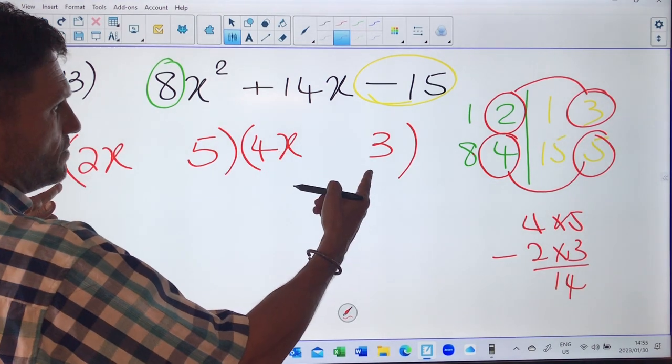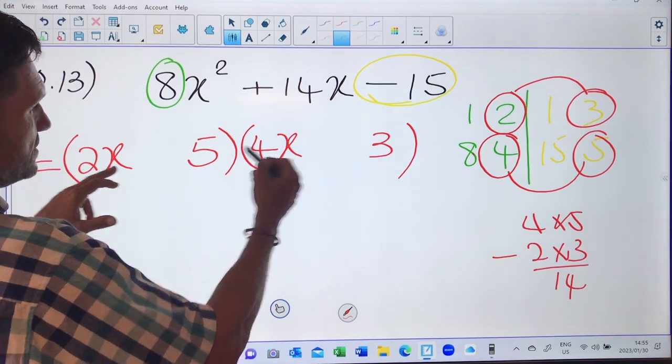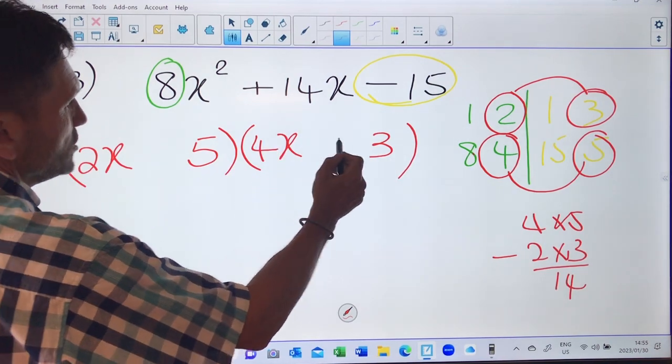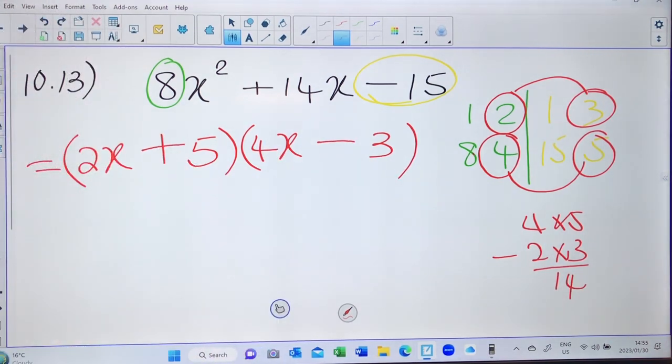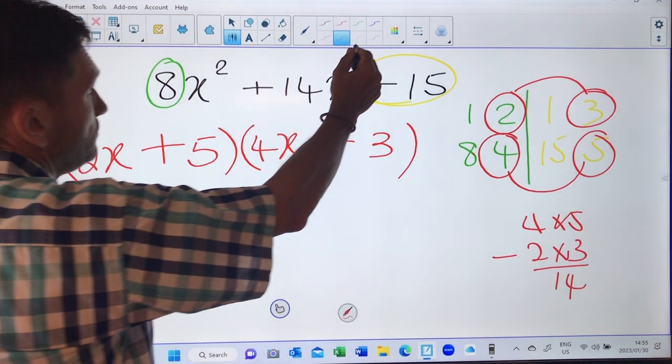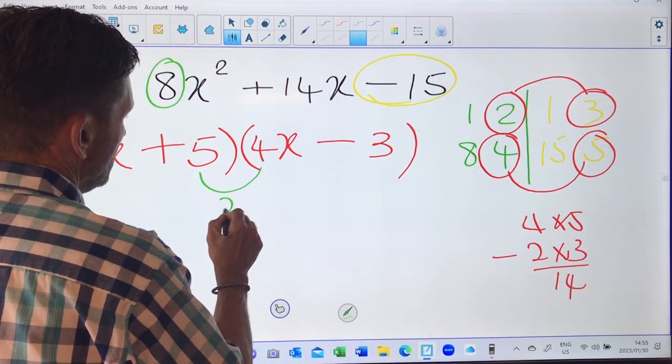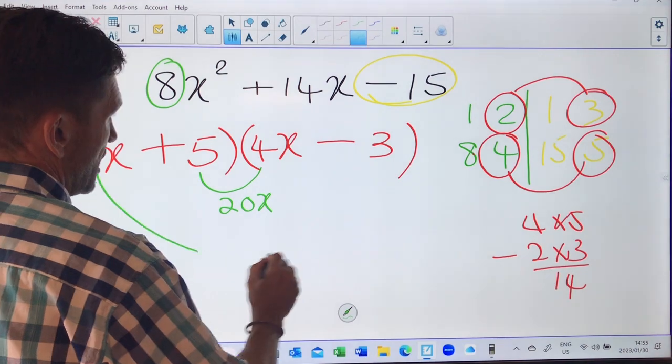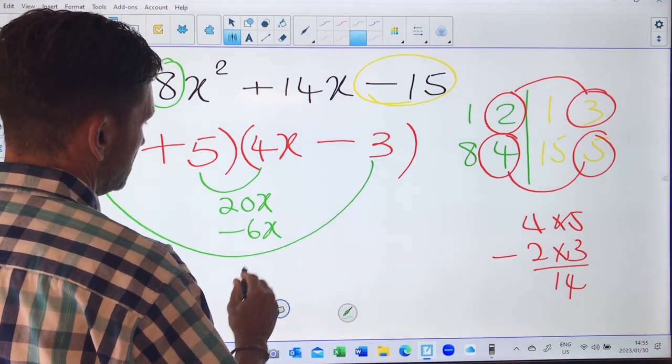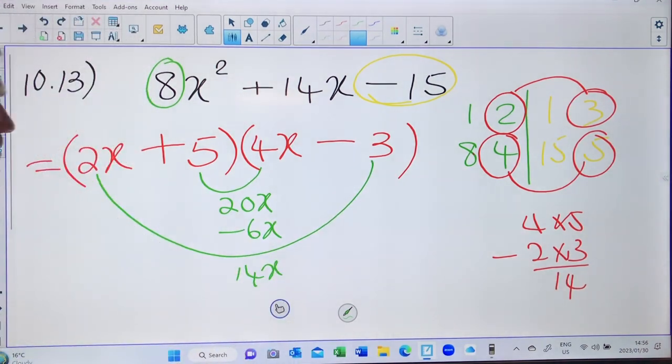Now we need to look for the biggest product. 2 times that is 6, this times this is 20, so this one is negative and that one is positive. Just to make sure that you got this, then I'll get 20x. Over here I'll get minus 6x, so that will give me the 14x I was looking for. These ones are difficult, I know.